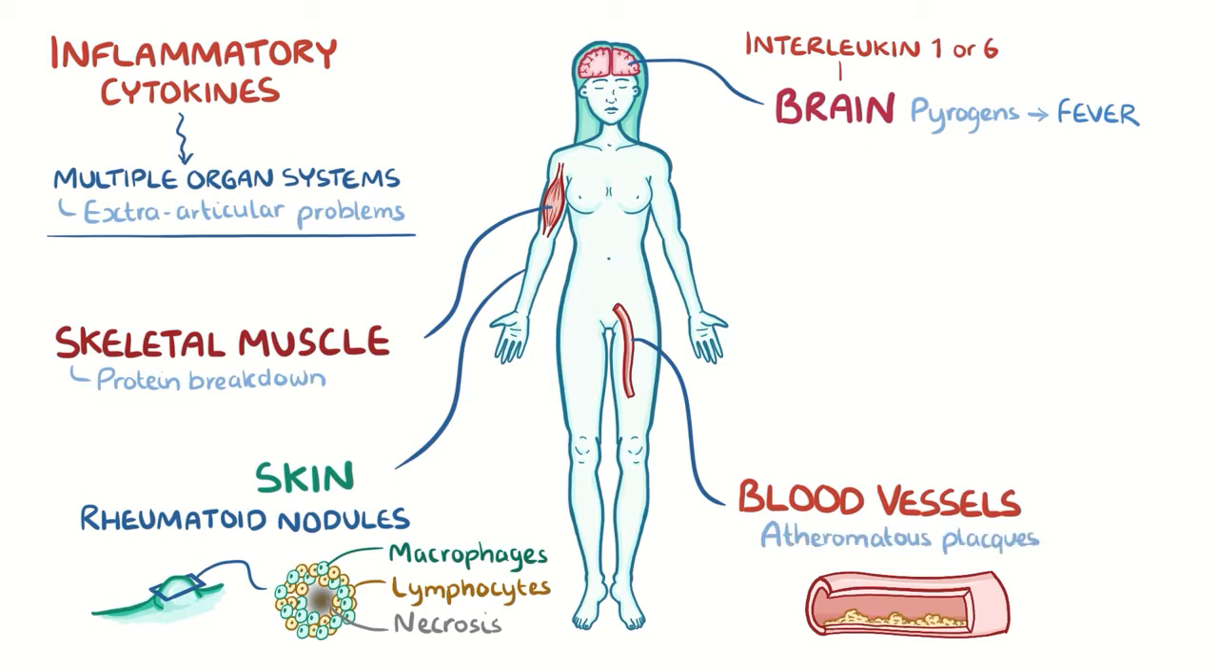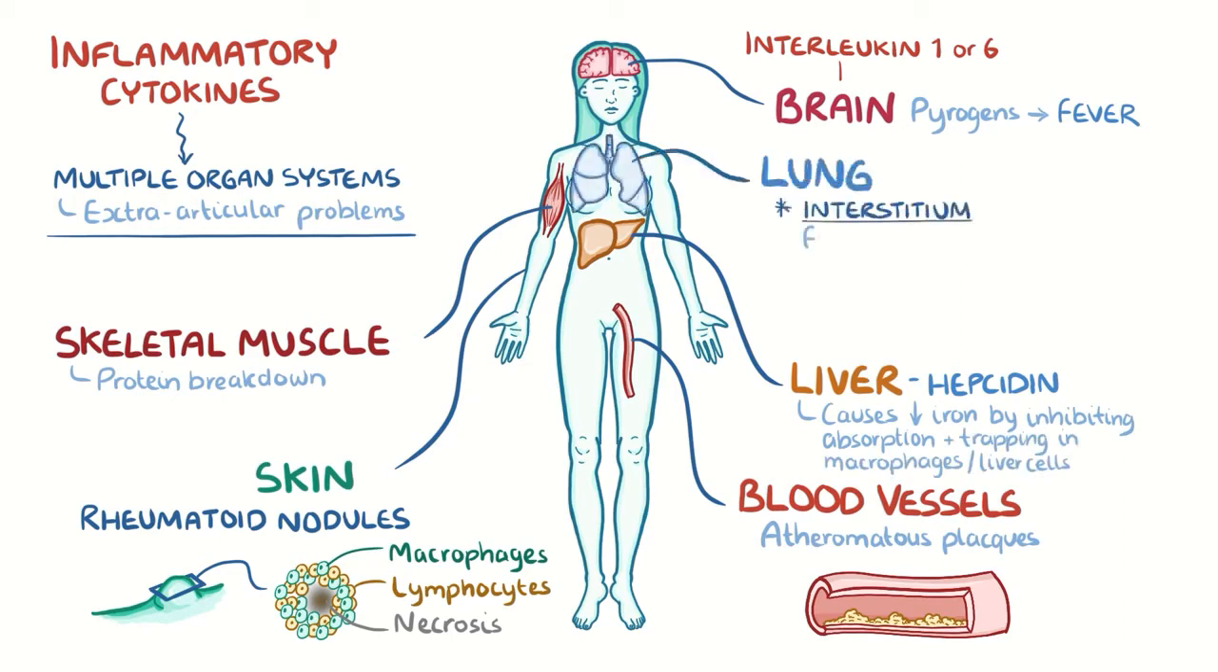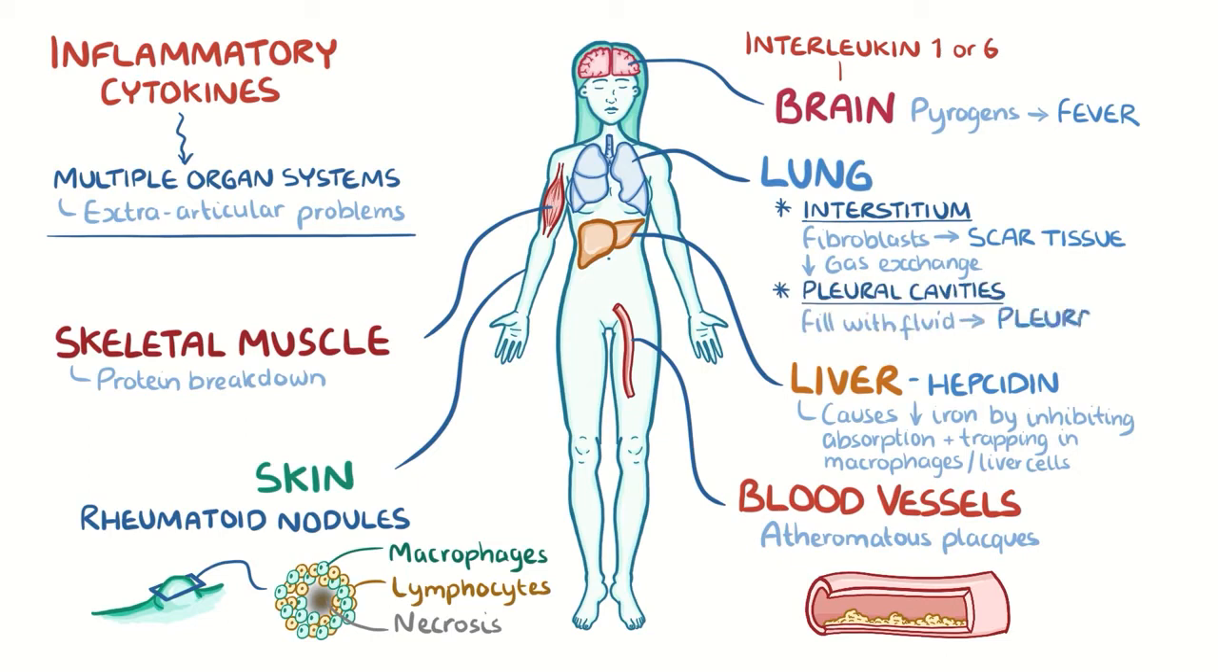In response to inflammatory cytokines, the liver also starts producing high amounts of hepcidin, a protein that decreases serum iron levels by inhibiting its absorption by the gut and trapping it into macrophages or liver cells. Meanwhile, within the lung interstitium, fibroblasts get activated and proliferate, causing fibrotic or scar tissue that makes it harder for the alveolar gas exchange. Also, the pleural cavities surrounding the lungs can get inflamed, and they fill up with fluid, known as pleural effusion, and this can sometimes mess with lung expansion.